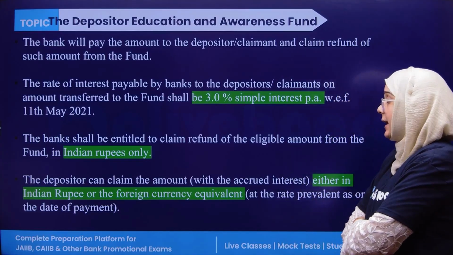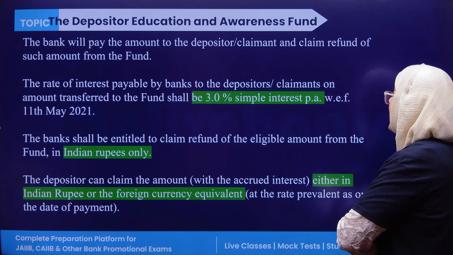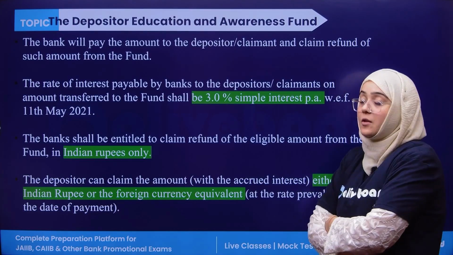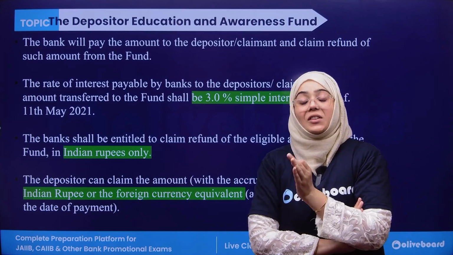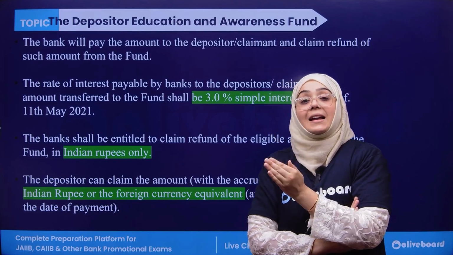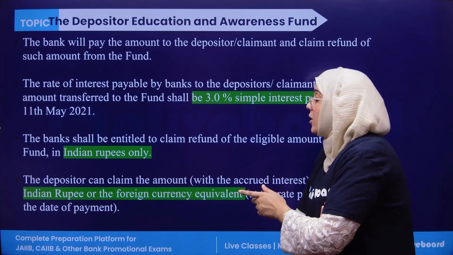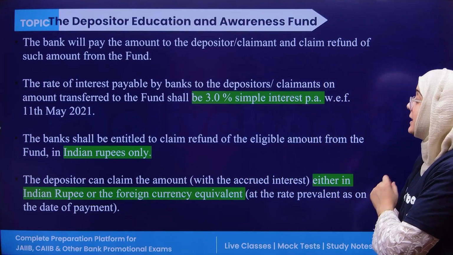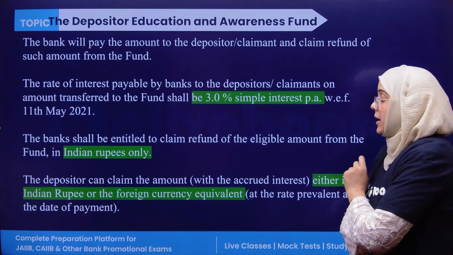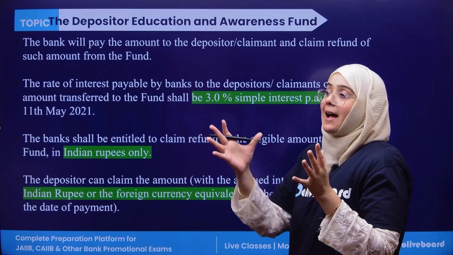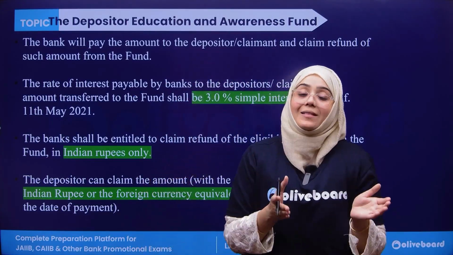Next, the bank shall be entitled to claim refund of the eligible amount from the fund in Indian rupees only. There is a provision that if any amount is transferred to the DEF account, the bank can reclaim back that amount only in Indian rupees. The depositor can claim the amount either in Indian rupees or foreign currency equivalent of the rate. So if the bank has to reclaim back from the DEF account, that should be in Indian rupees only.